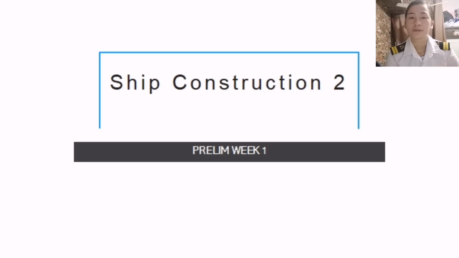So our first topic for prelim will be parts and dimensions of the ship. I already gave you an assignment about parts of the ship to prepare you for this topic. I have here an example picture of a ship.